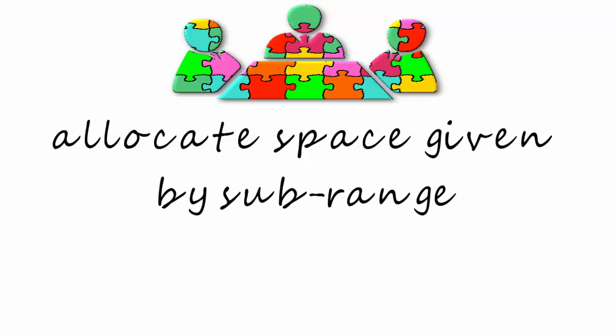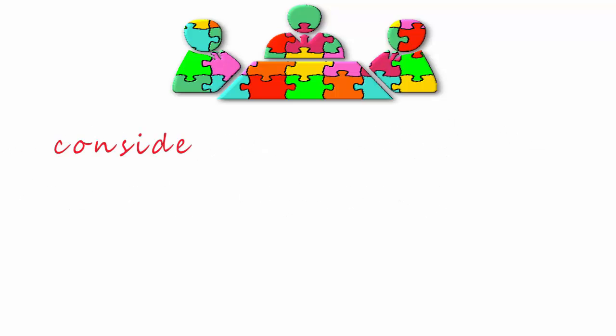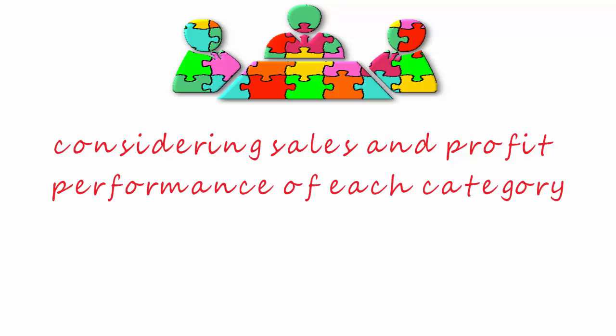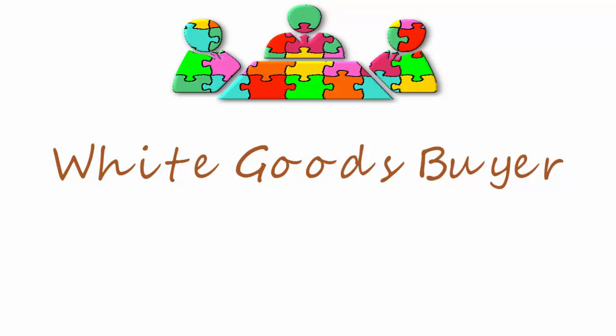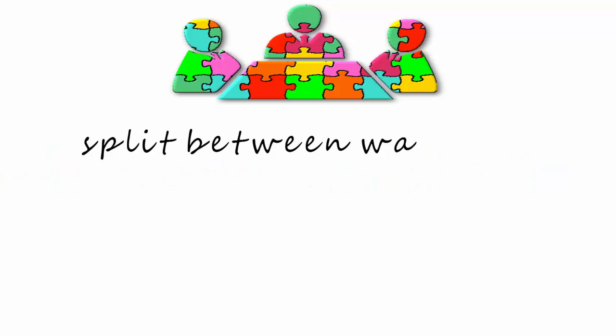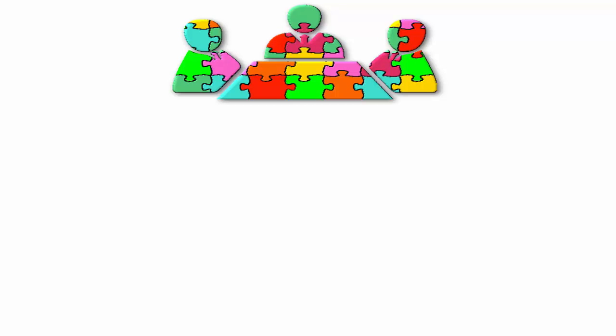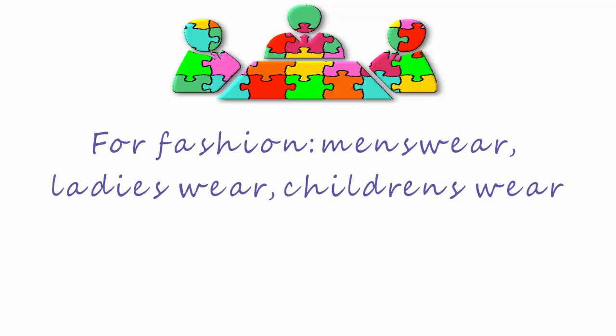First, they will allocate the space they've been given by sub-range, again considering the sales and profit performance of each category. For example, a white goods buyer would decide the split between washing machines, fridges and freezers. For fashion, it might be menswear, ladieswear and children's wear.